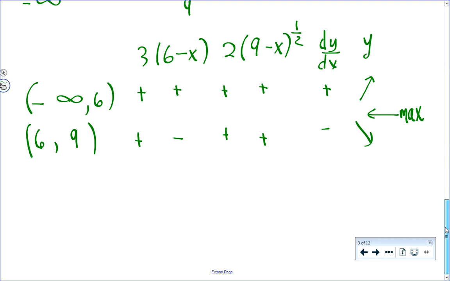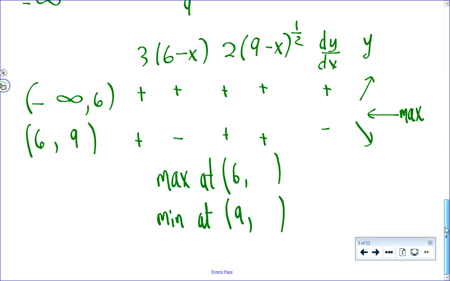So we have a maximum at 6 comma something. Now, we also have 1 other minimum, and that minimum will occur at 9. The reason there will be a minimum at 9 is up to 9 the function is decreasing, but the function ends at 9.